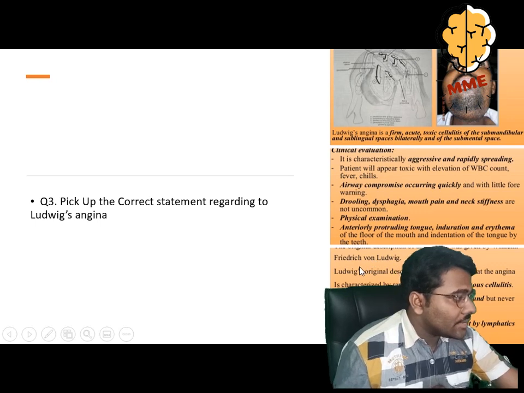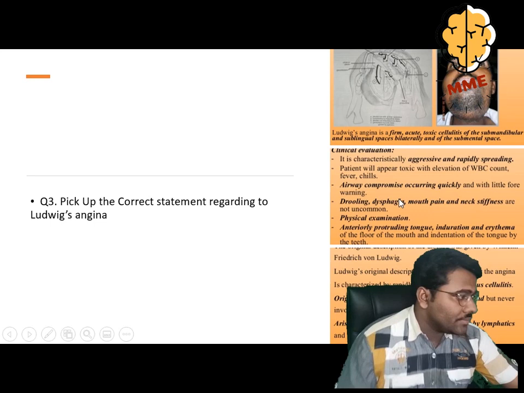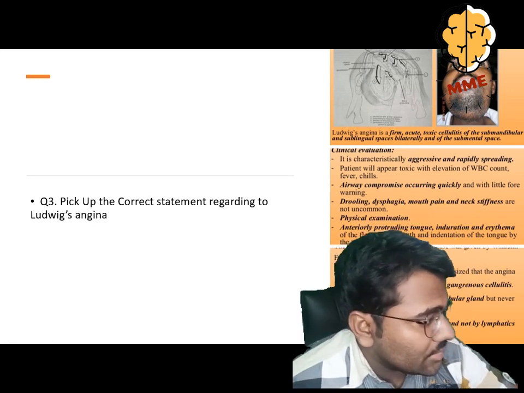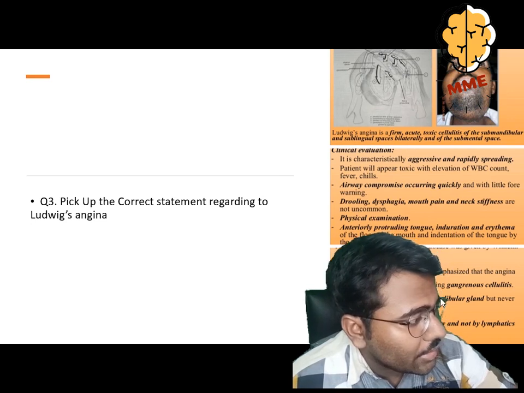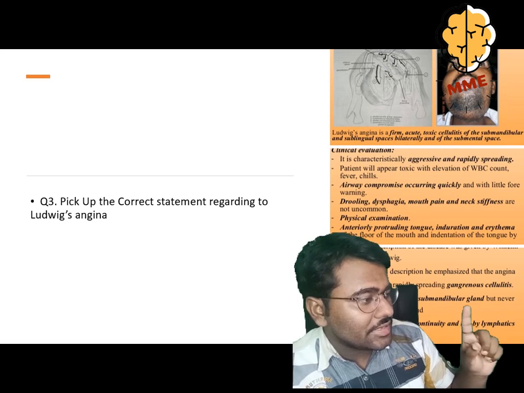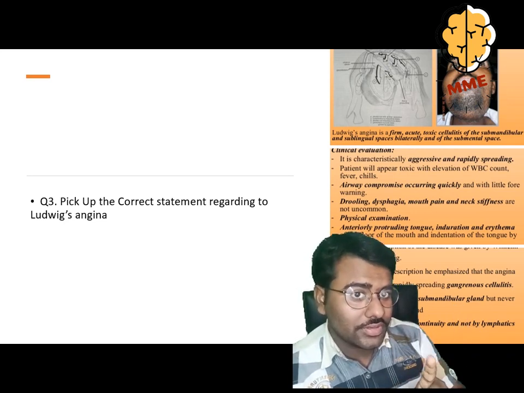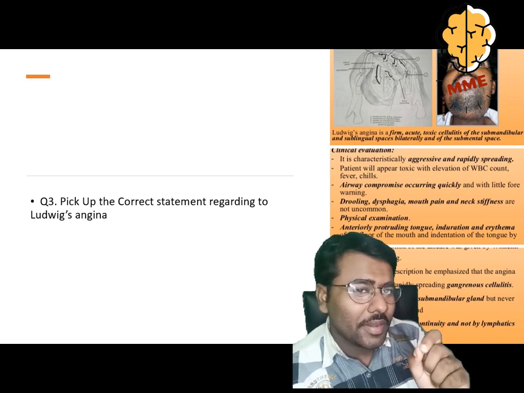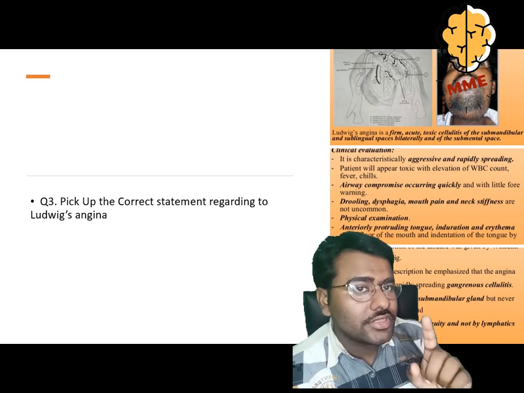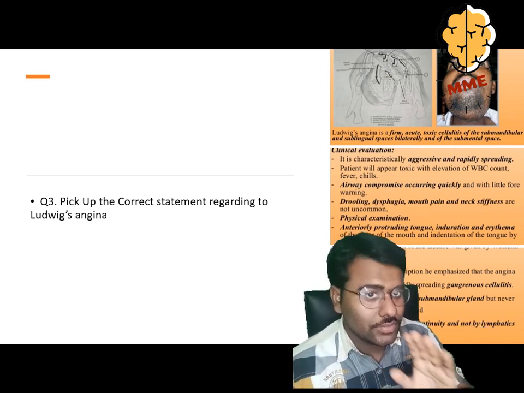And there is another option. You can clearly notice that gangrene is present, but pus formation is not there. There is no frank pus. So this is the wrong answer. Gangrene is there, but there is no pus formation.